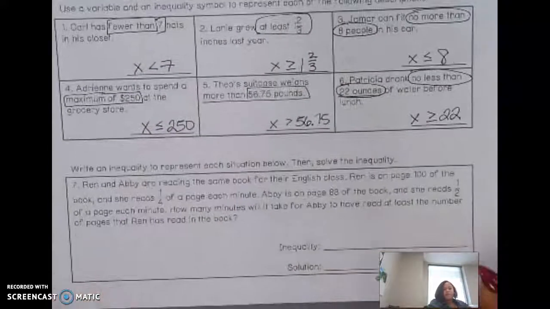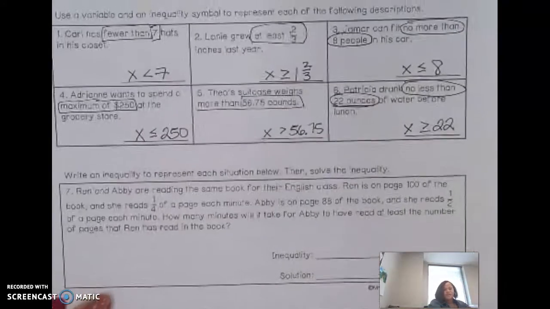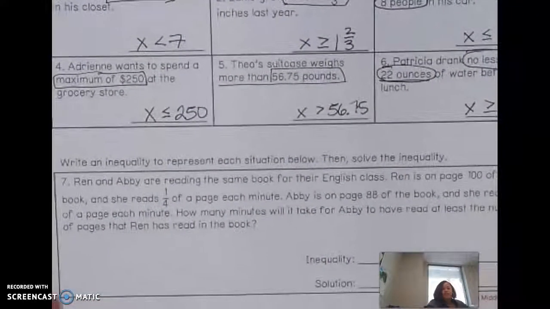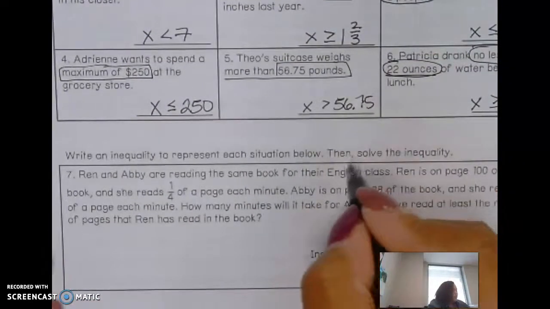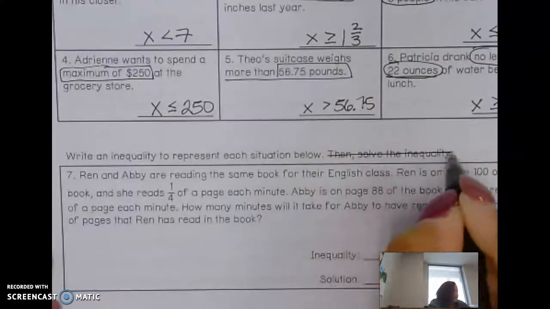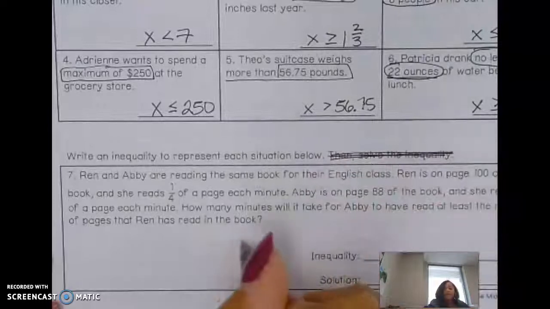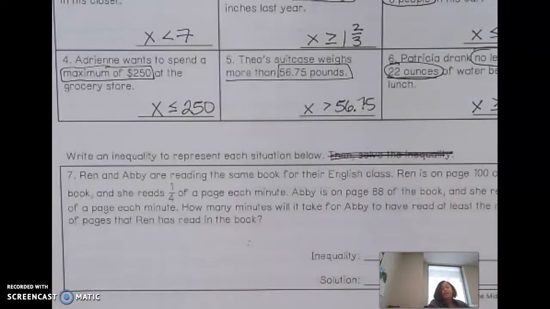Now we get to the big challenging part. This is still not very clear. Write an inequality to represent each situation below, then solve the inequality. We don't have to solve the inequality for 8th grade math this year. We just have to write it. I am going to solve this one just to show you how it's done because you will need to know how it's done in Algebra 1 and I believe Algebra 2.